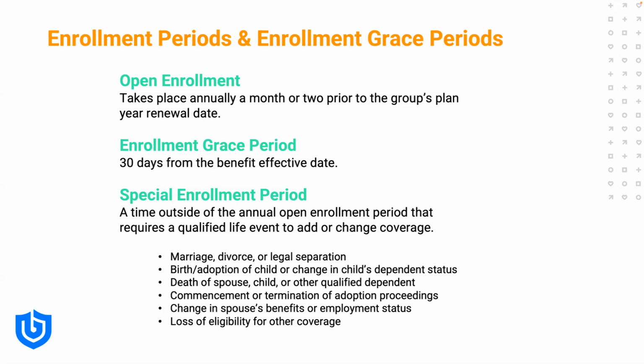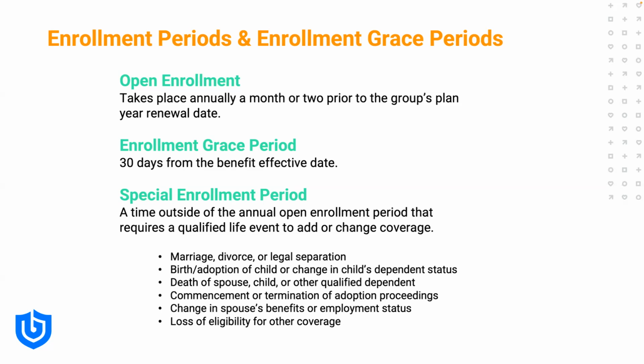There is also what's called a special enrollment period, which is a time outside of the annual open enrollment period that requires a qualified life event to add or change coverage for yourself and or your dependents. The following qualified life events, or QLEs for short, will allow you to add and or drop your spouse and or children within the first 31 days of the event.